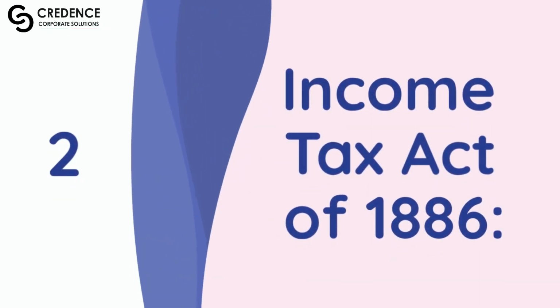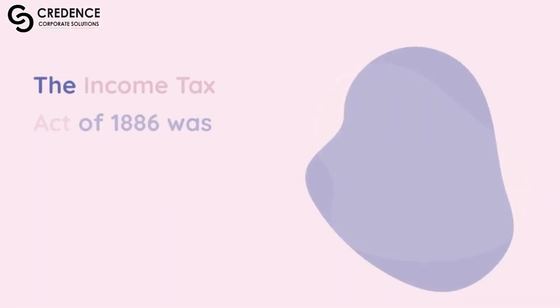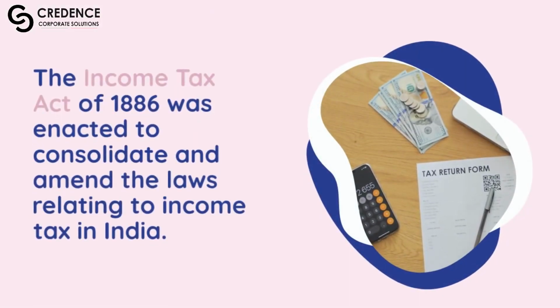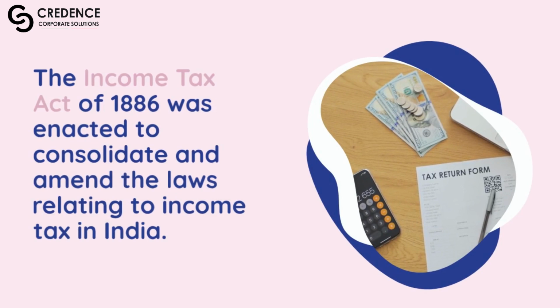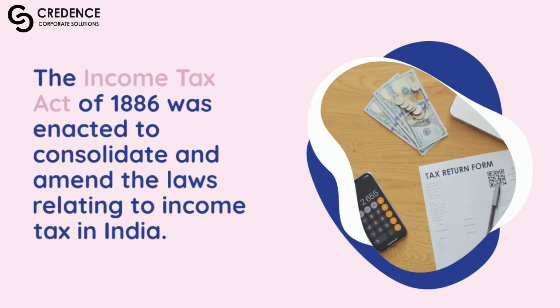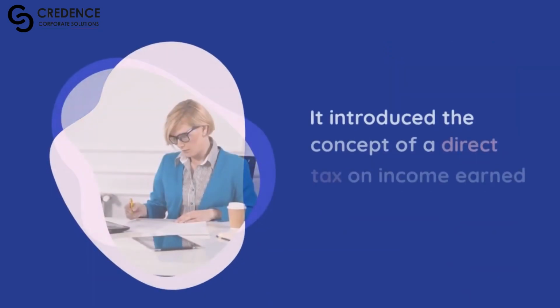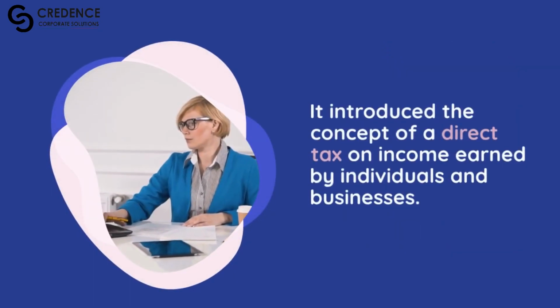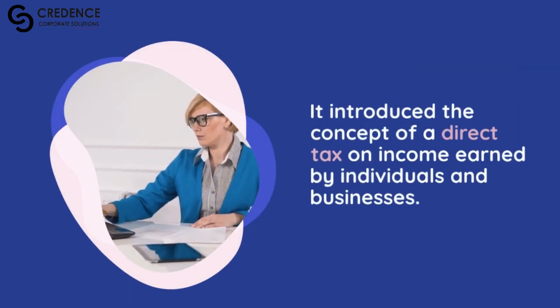2. Income Tax Act of 1886. The Income Tax Act of 1886 was enacted to consolidate and amend the laws relating to income tax in India. It introduced the concept of a direct tax on income earned by individuals and businesses.